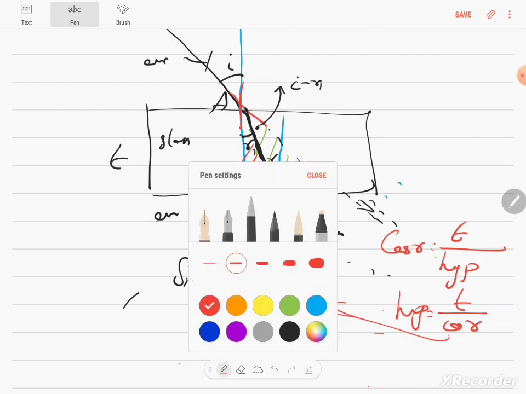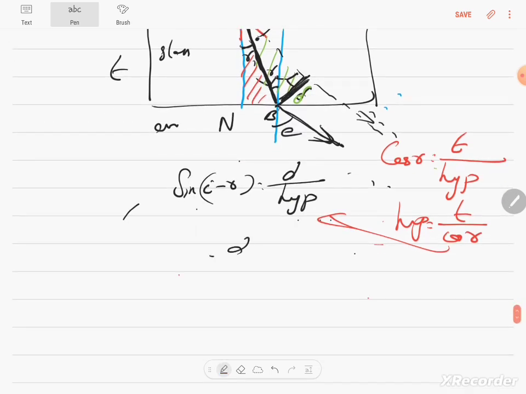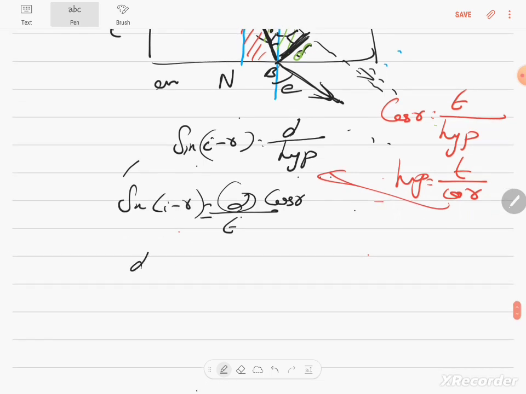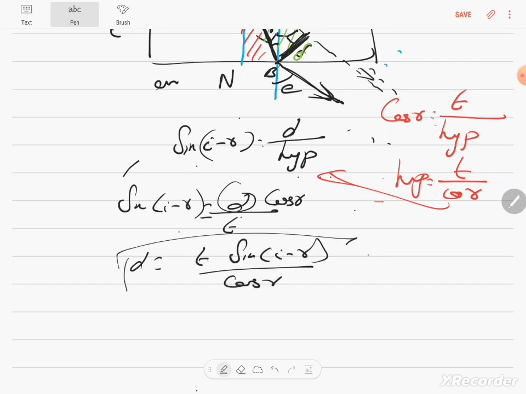So what will happen here? It will be D by T by cos R is equal to sin I minus R. What is the purpose? To find D. Just cross multiply. D therefore is T into sin I minus R by cos R, and you should memorize this formula. Lateral displacement D is T sin I minus R by cos R.